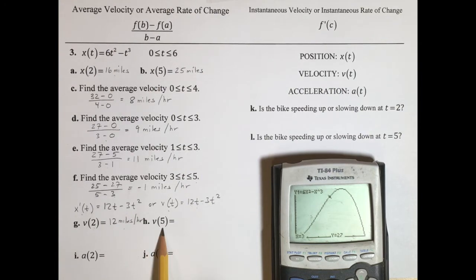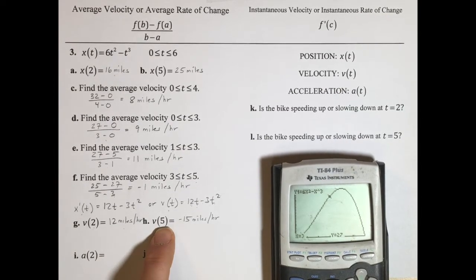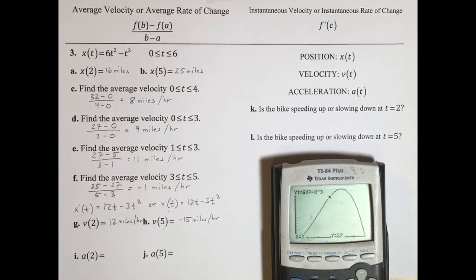Let's see what his velocity was at time 5. 12 times 5 is 60, 5 squared is 25, 3 times 25 is 75, 60 minus 75 is negative 15. His velocity at time 5 was negative 15 miles per hour.